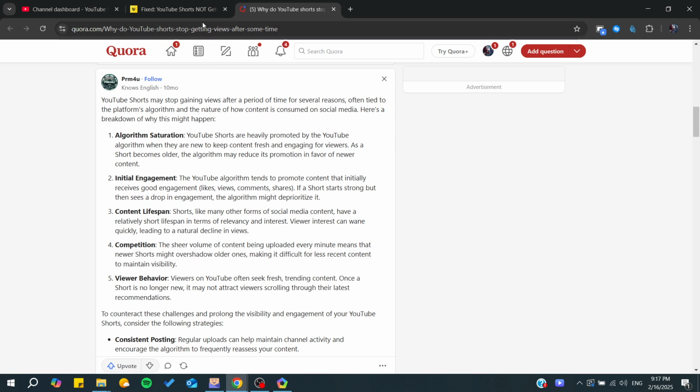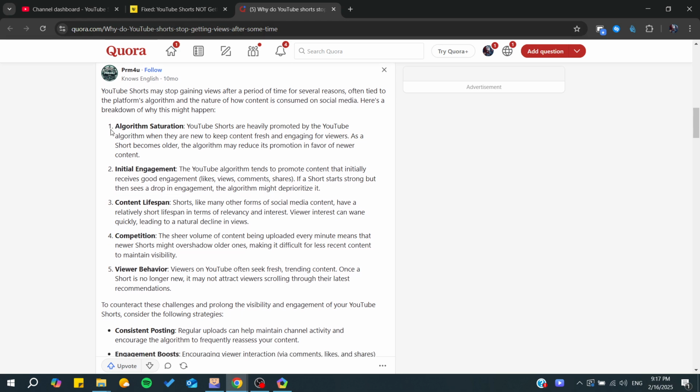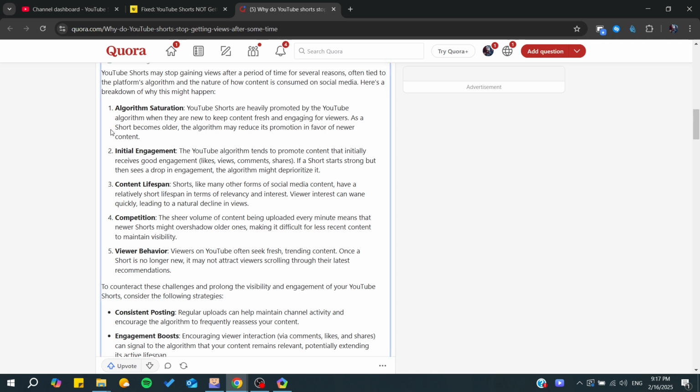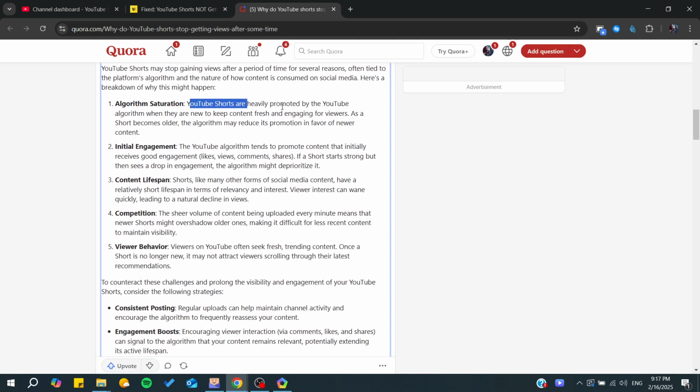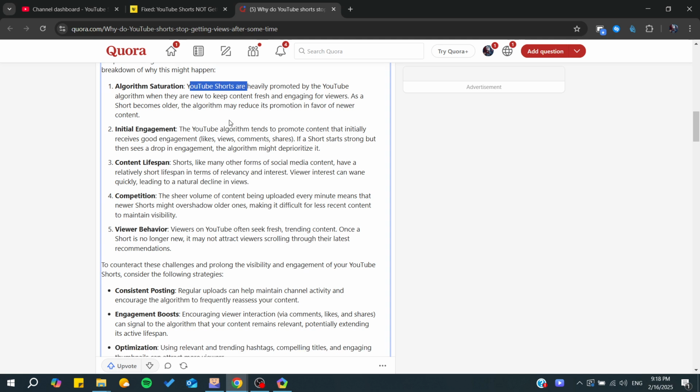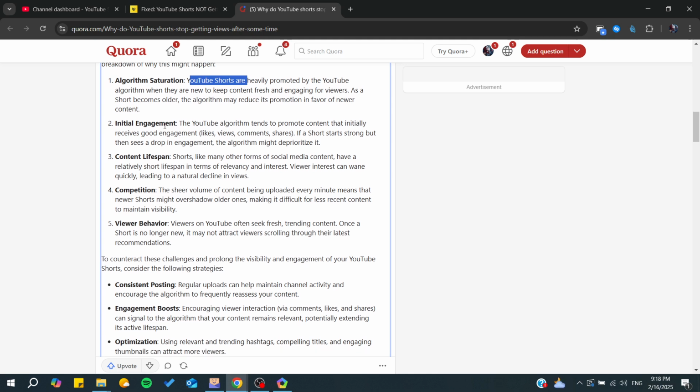So basically, here we are in a Quora article and this person states some probable reasons for having your views frozen. There are several reasons, such as algorithm saturation. Your YouTube Shorts are heavily promoted by YouTube. That means it's YouTube who promotes your Shorts via the algorithm. And when some content keeps getting older, it will become deprioritized and probably your views will be frozen.